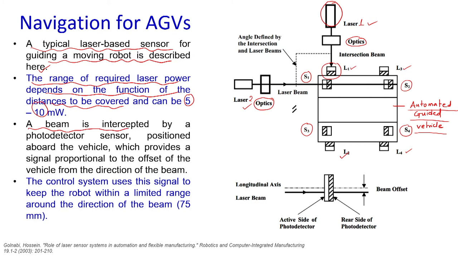A beam is intercepted by a photo detector sensor positioned aboard the vehicle, which provides a signal proportional to the offset of the vehicle from the direction of the system. All these sensors are detecting the laser light, and based upon their detection values, we can easily find out whether there is any offset or not. The control system uses this signal to keep the robot within a limited range around the direction of the beam, that is about 75 mm.